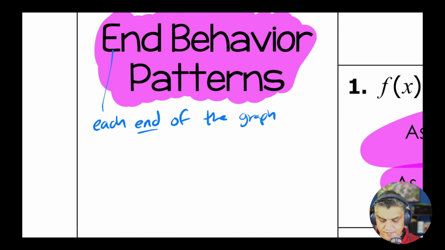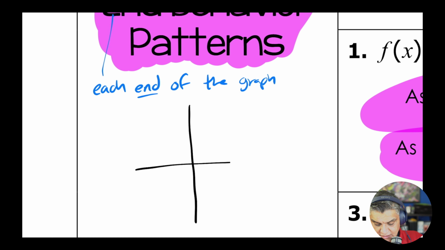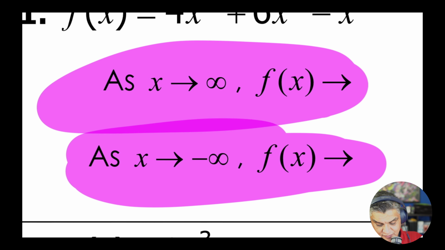A lot of you were telling me yesterday, you know how at the ends of the graphs you saw those arrows? What do those arrows mean, or why does it go on forever? So let's talk about end behavior instead of going into this complexity, because look at that. Some of you are like, what? What are you talking about?